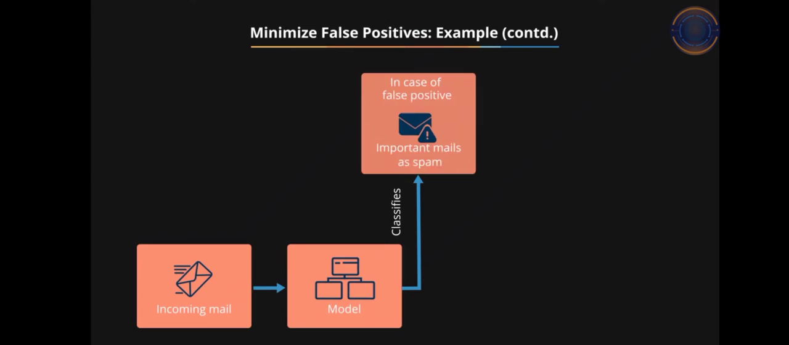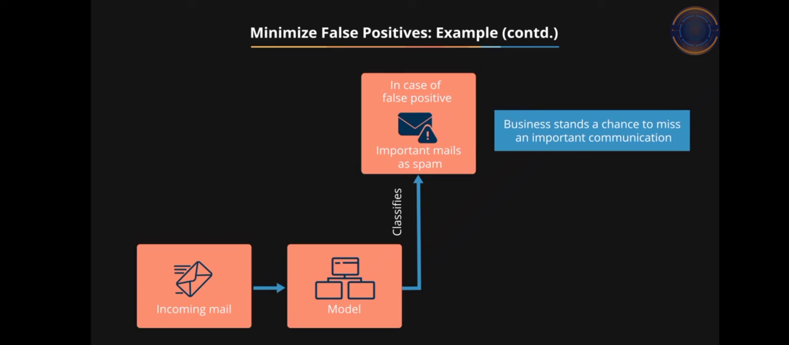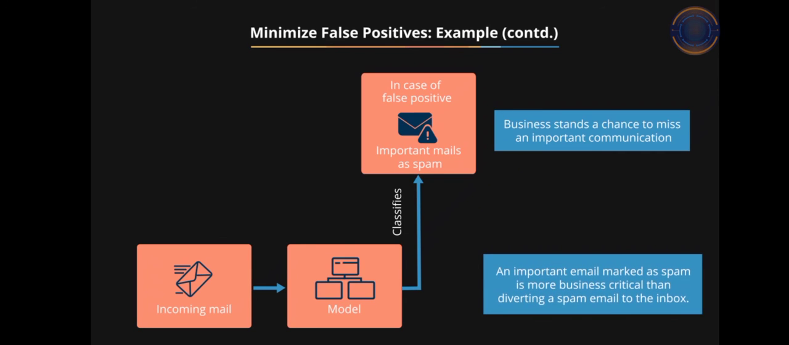Suppose the model classifies that email that you're waiting for as spam. It is a case of false positive. Now, this situation is worse than classifying a spam email as important or not spam, in which case you can still go ahead and manually delete it. It is not a pain if it happens once in a while. So, in the case of spam email classification, minimizing false positives is more important than false negatives.